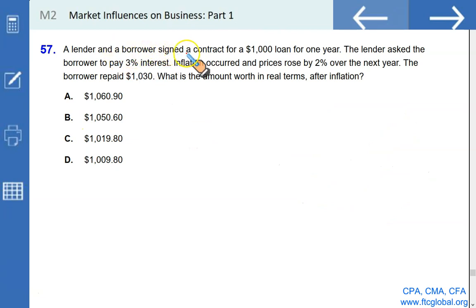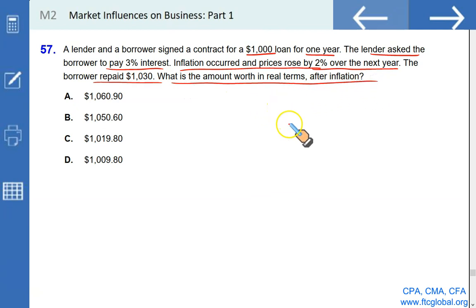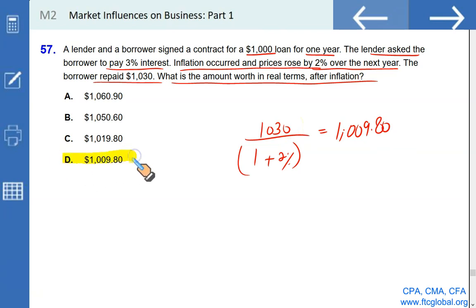A lender and borrower signed a contract for a $1,000 loan for 1 year. The lender asked the borrower to pay 3% interest. Inflation occurred and prices rose by 2% over the next year. The borrower repaid $1,030. What is the amount worth in real terms after inflation? It's very straightforward: 1,030 divided by 1 plus the inflation rate, which is 2%. If you simplify, the actual cost is $1,009.8. That makes D the correct option.